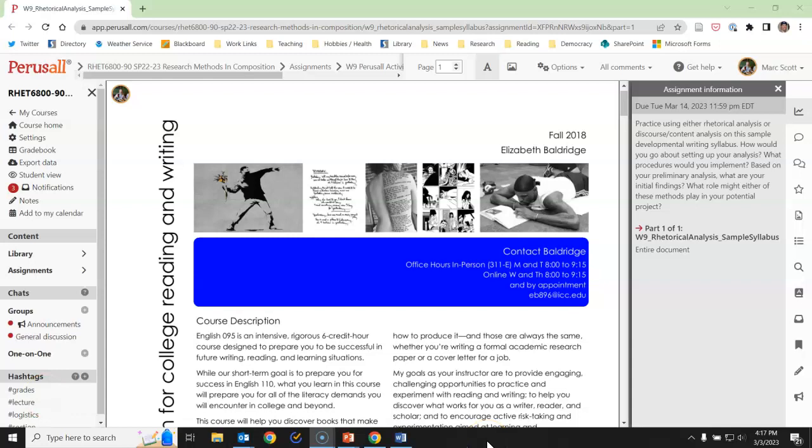Let me switch screens here in just a little bit, and we will take a quick look at the sample syllabus that you're going to analyze and do as a practice analysis for this week, and talk just a little bit about how we might go about conducting a rhetorical analysis of that artifact. So here we are in perusal, and we're taking a look at a sample syllabus for a developmental writing course.